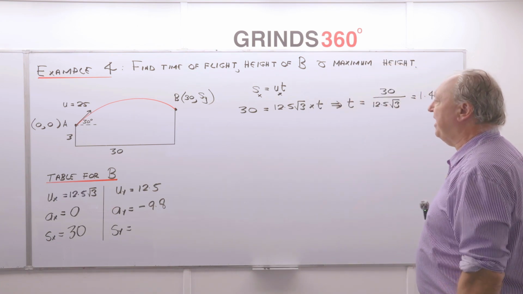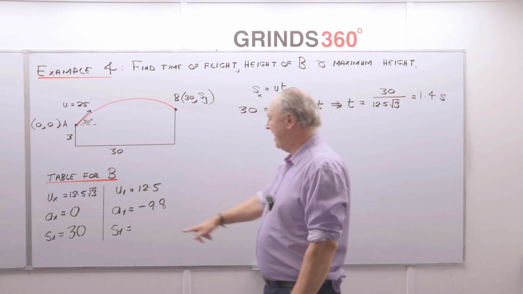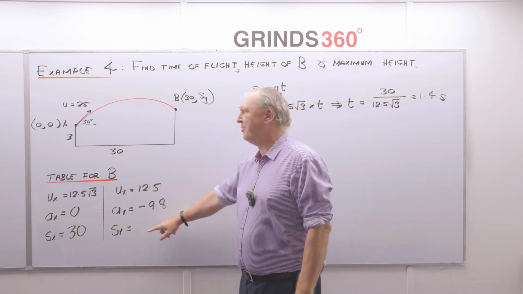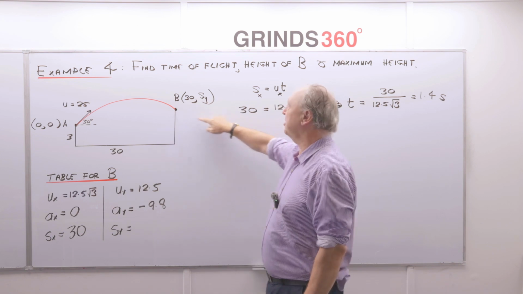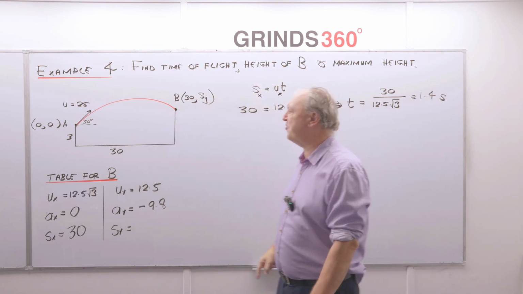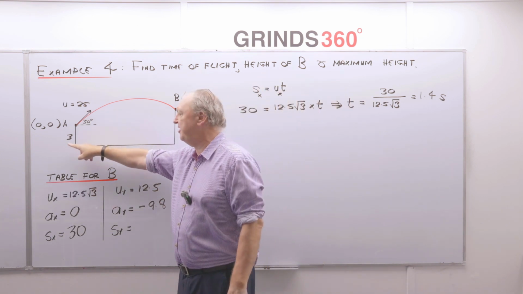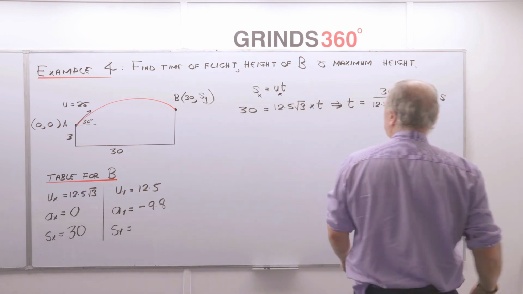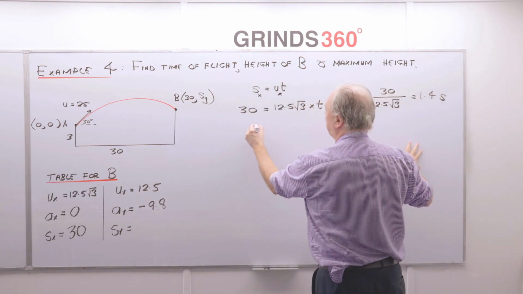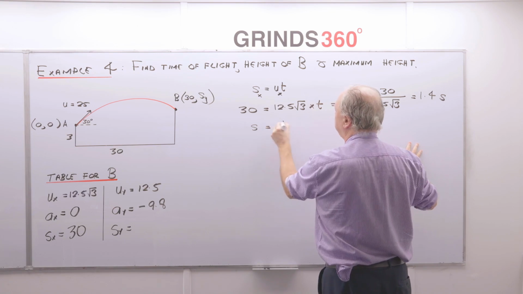So now I want to find SY. Now remember, SY is going to be the height above the origin. They're asking me for the height above the ground, so don't forget to add on at the very end that 3 there. That's got to be added on. So let me write down my formula for S equals ut plus a half at squared.